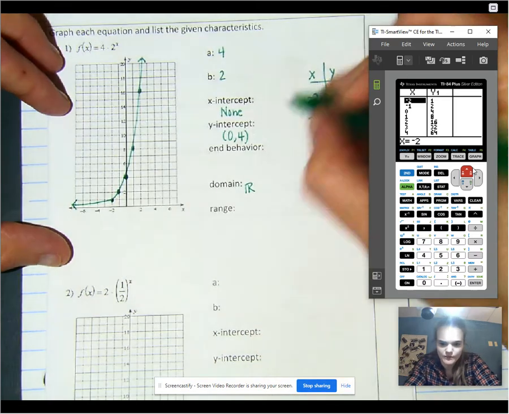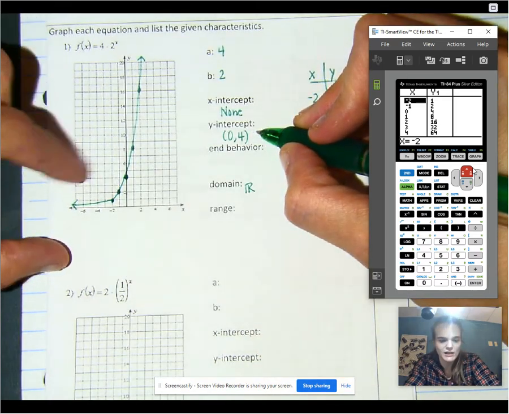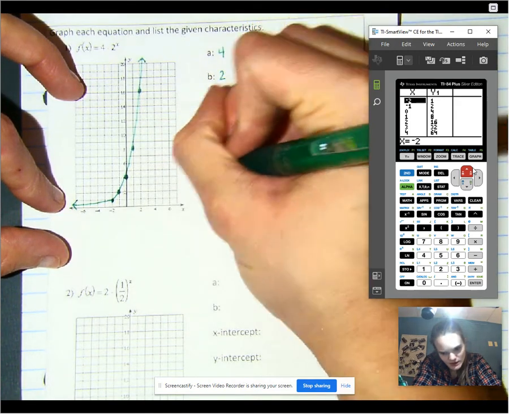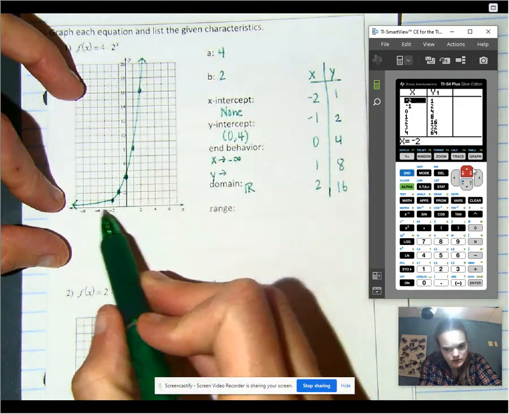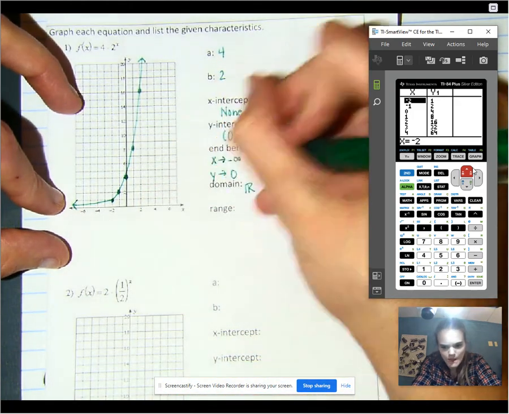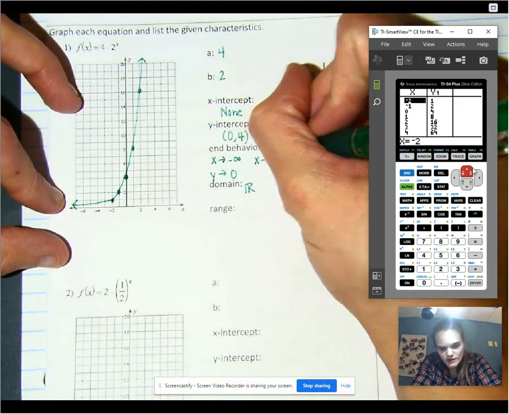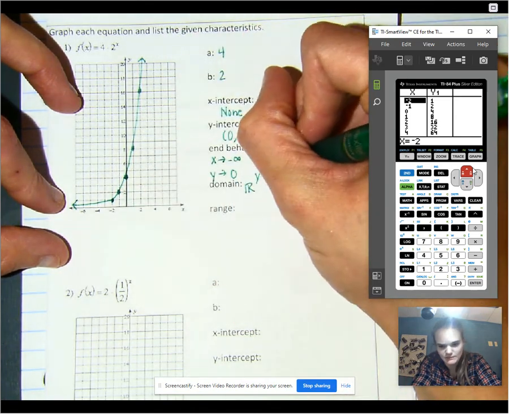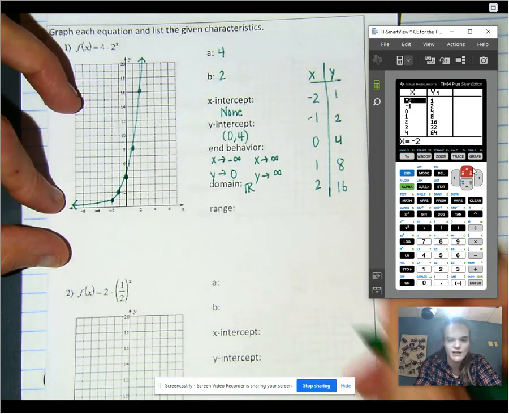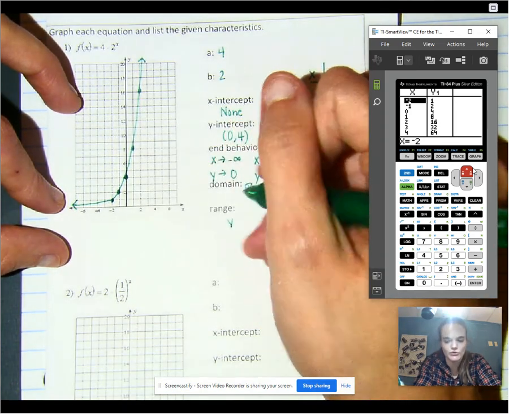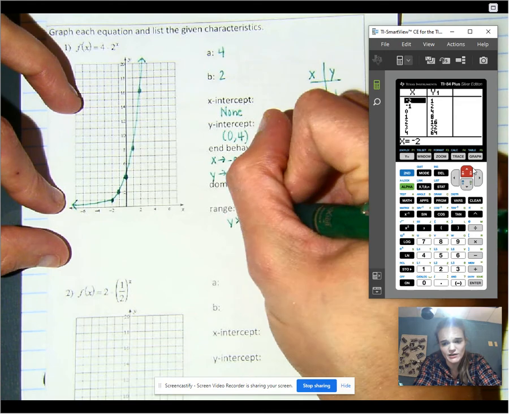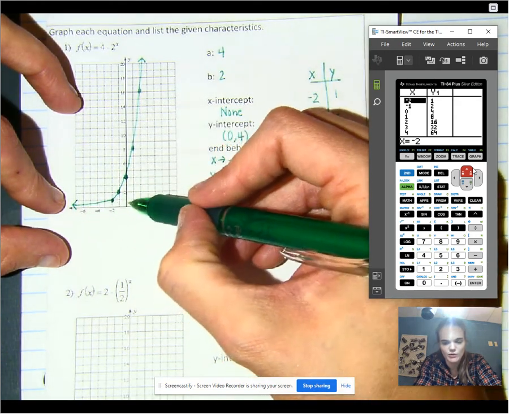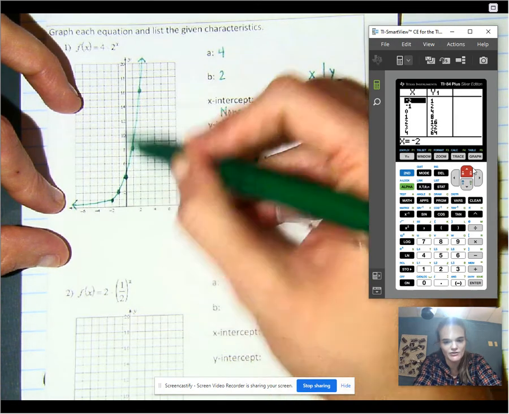And now let's talk. Intercept, I did get that right. End behavior, when x approaches -infinity, y approaches 0. When x approaches infinity, y approaches positive infinity. And the domain is all real numbers. The range is y is greater than 0. Because right here, it's going to start towards 0. It won't ever hit 0, so we don't have or equal to, and it's the numbers above.